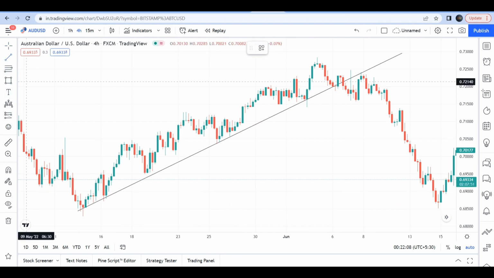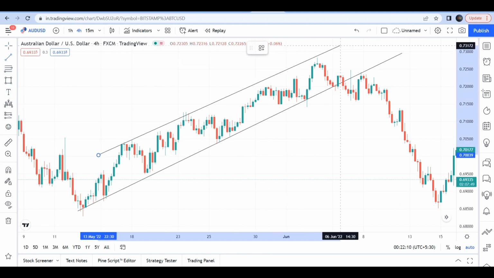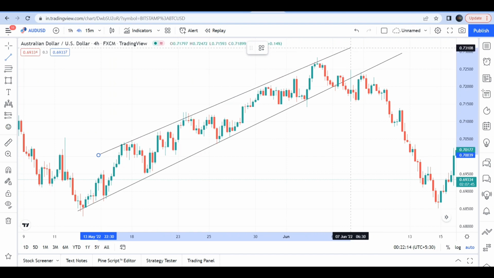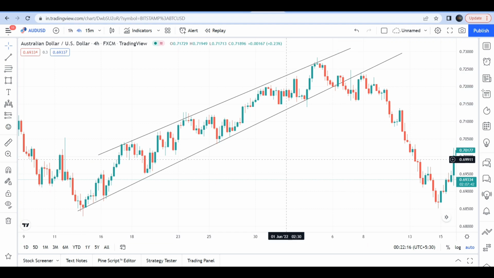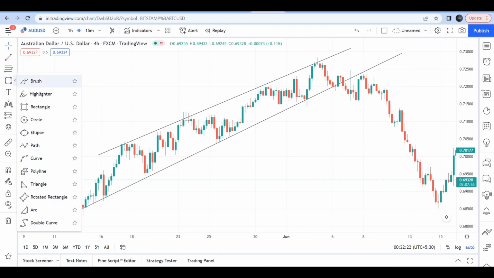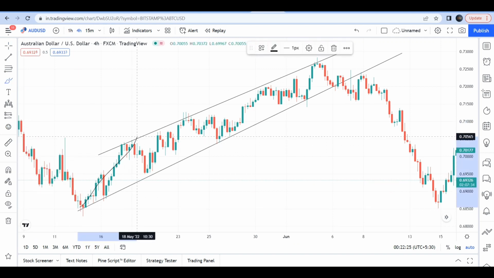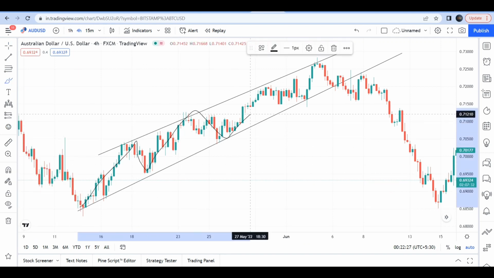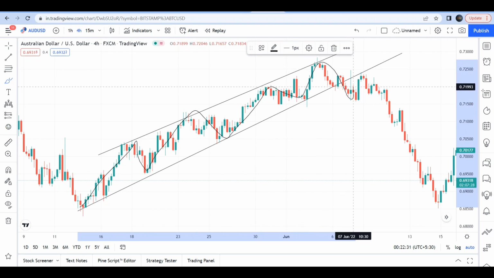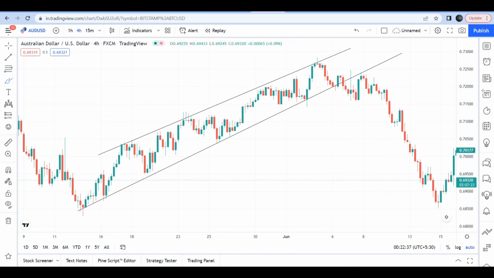And you know me, I always love to use two lines to make a channel, so that you take the opportunity to always execute in between. Because remember, when the market is going in an uptrend, we are only looking for buys. So these are impulse move, retracement, impulse move, retracement, impulse move, retracement, impulse move, until the market now changes direction.